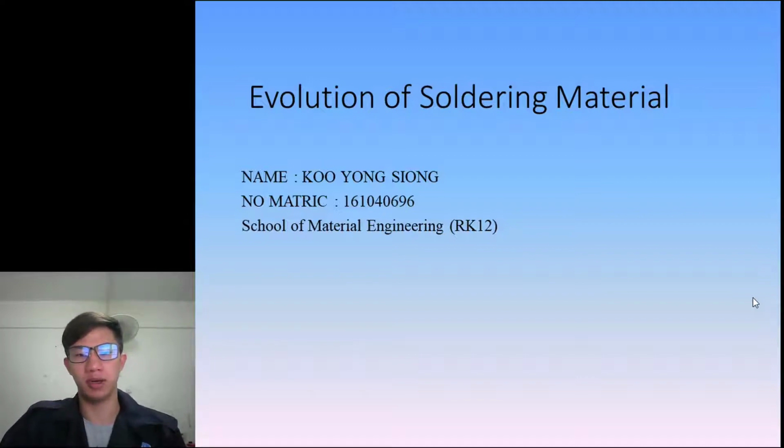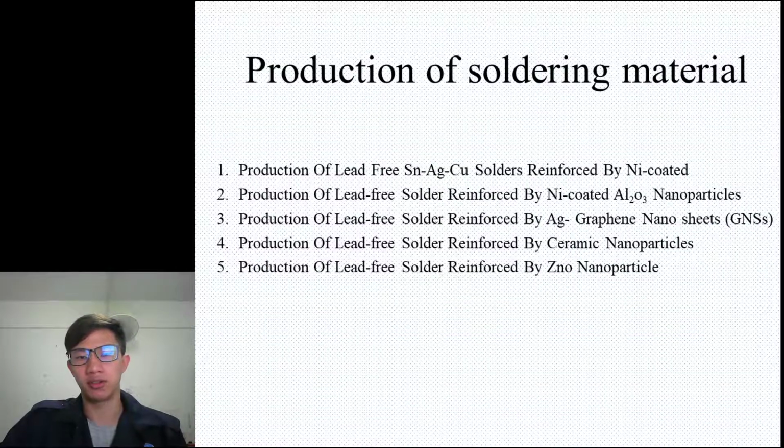Today I will discuss the evolution of soldering materials. There are 5 types of production of soldering material: the lead-free solder reinforced by nickel coated graphite nanosheet, nickel coated alumina, silver graphite nanosheet, ceramic, and zinc oxide nanoparticles.